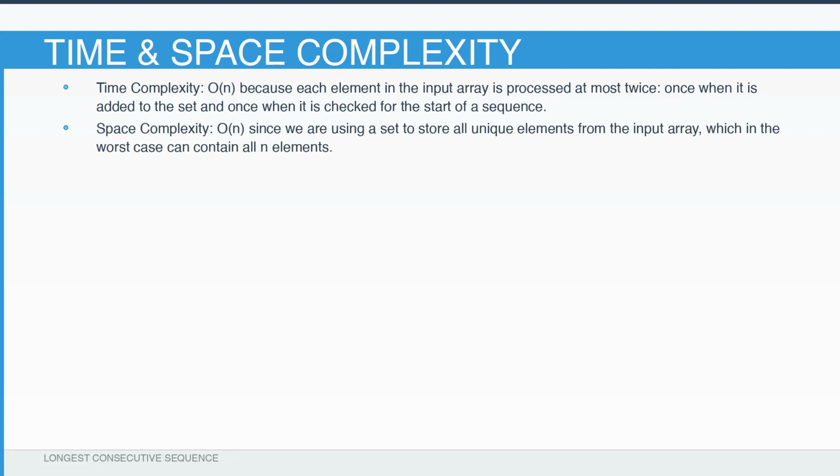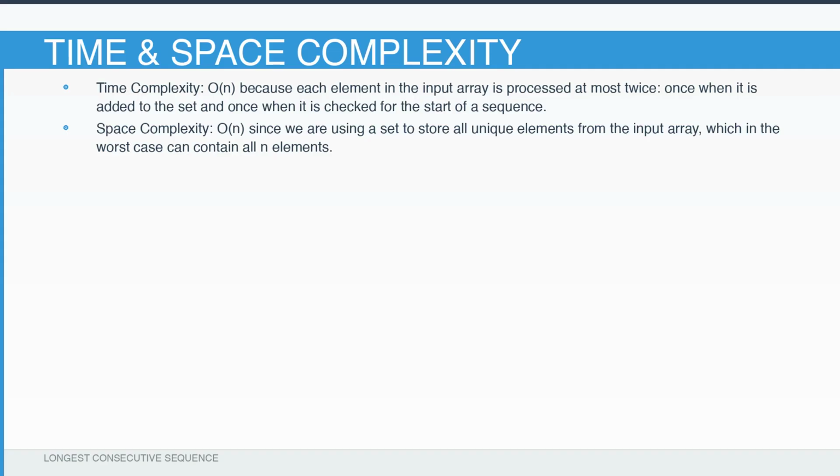The time complexity of the longest consecutive sequence problem is O(n). This means that we can solve the problem efficiently, processing each element in the input array at most twice. First, we add each element to a set, which allows for fast lookup times. Then, when we check each element to see if it's the start of a new sequence, we're again processing it in constant time. Next, let's talk about space complexity, which is also O(n).